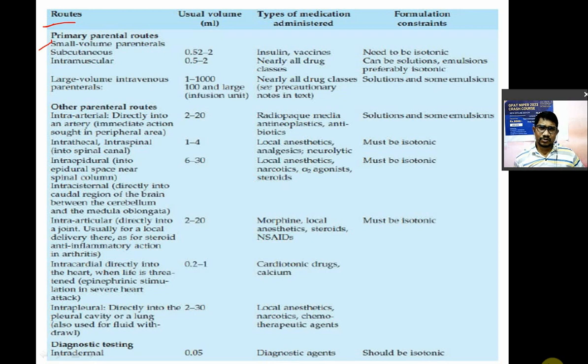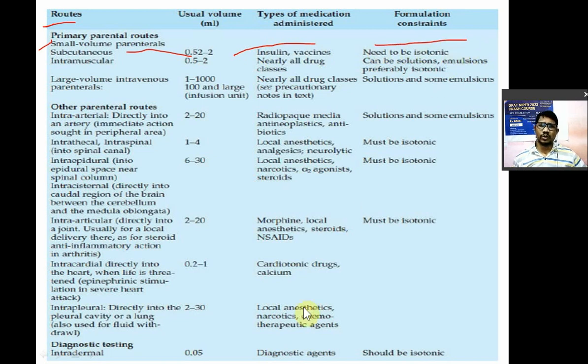First one is the subcutaneous injection. Through the subcutaneous route you can inject 0.5 to 2 ml, the usual volume that can be injected. It is mostly used for insulin and vaccines, which are given by subcutaneous routes. These preparations need to be isotonic.